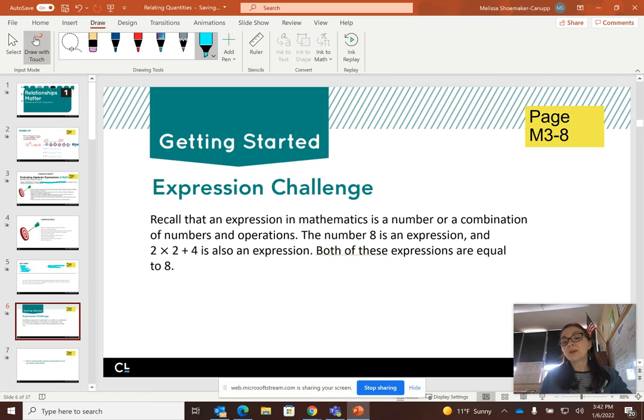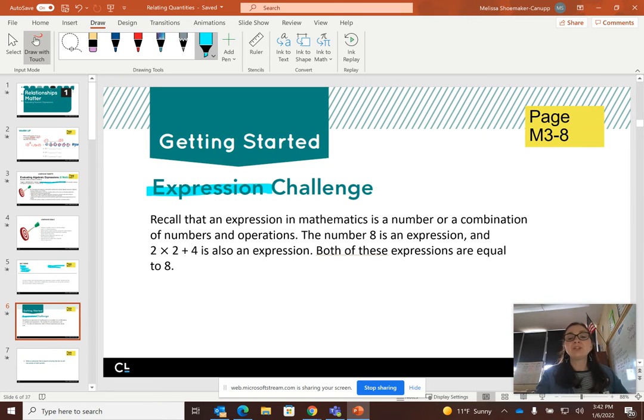Now, the first thing I want to share with you is an expression. Expressions are just different ways to show a number. So you might think about change. If I need 25 cents, there's a lot of different ways that I can make 25 cents. I could have 2 dimes and a nickel. I could have a quarter. I could have 25 pennies. They are different ways of getting the same amount of money.